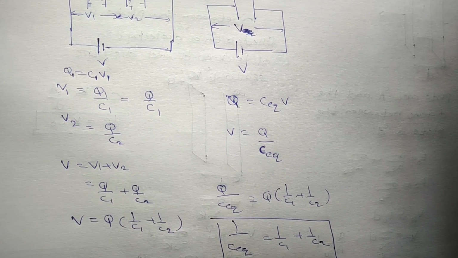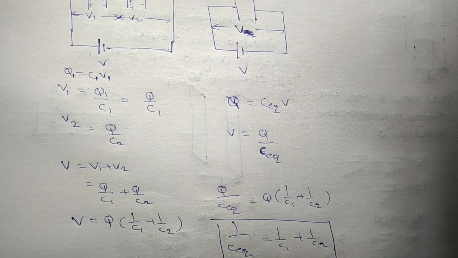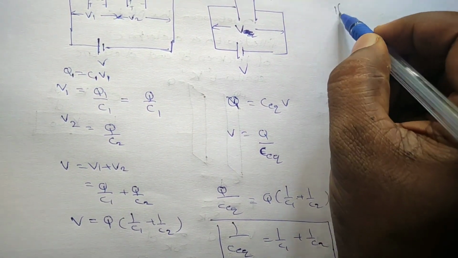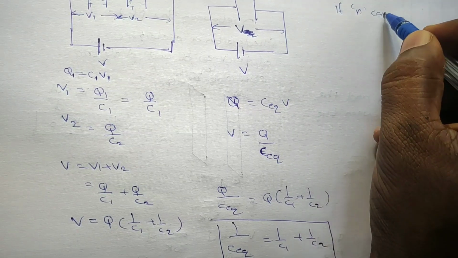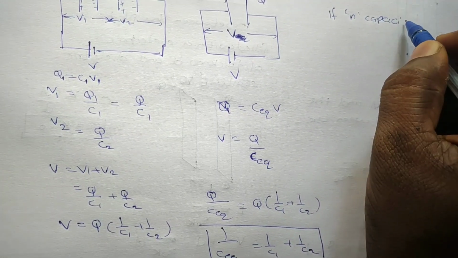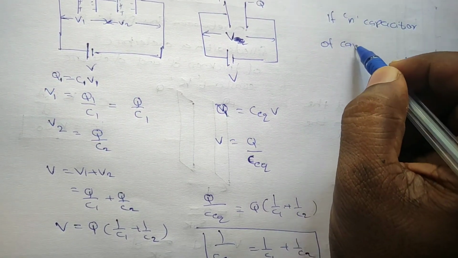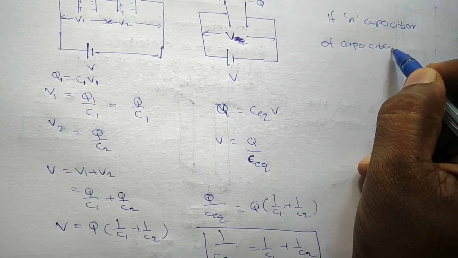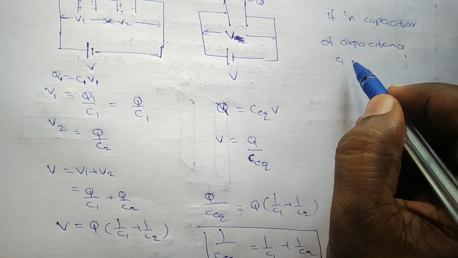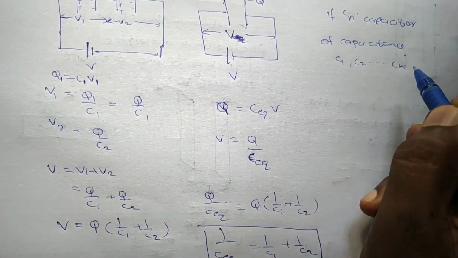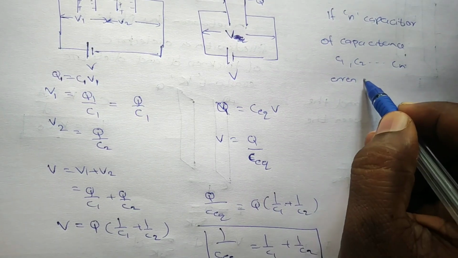Clear? If n capacitors are connected in series, what is the capacitance? If n capacitors of capacitance C1, C2, up to Cn are in series.